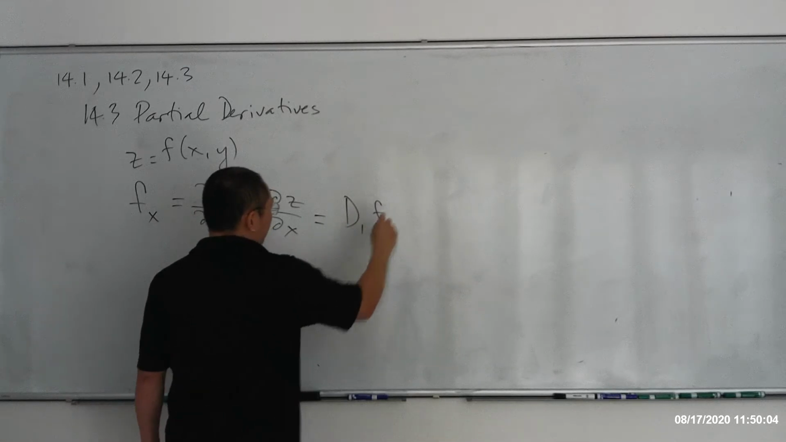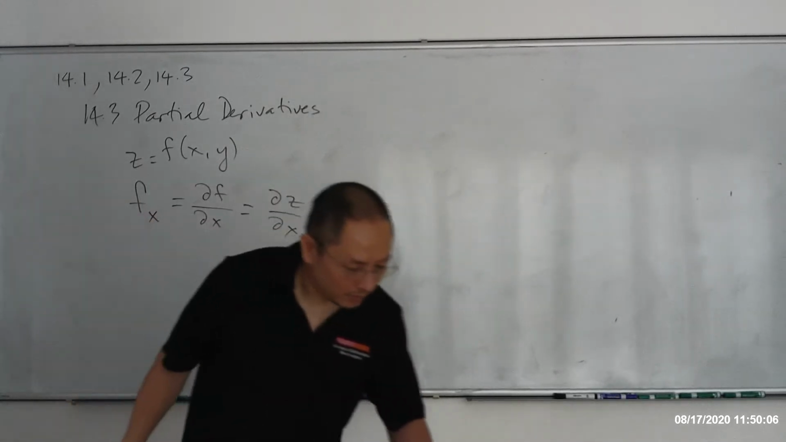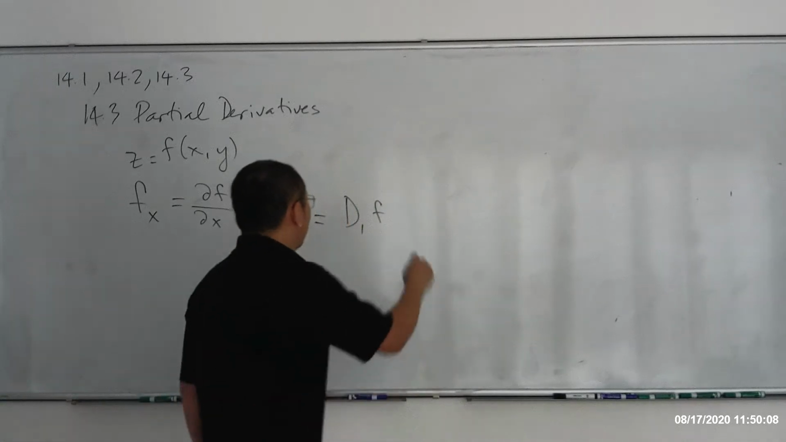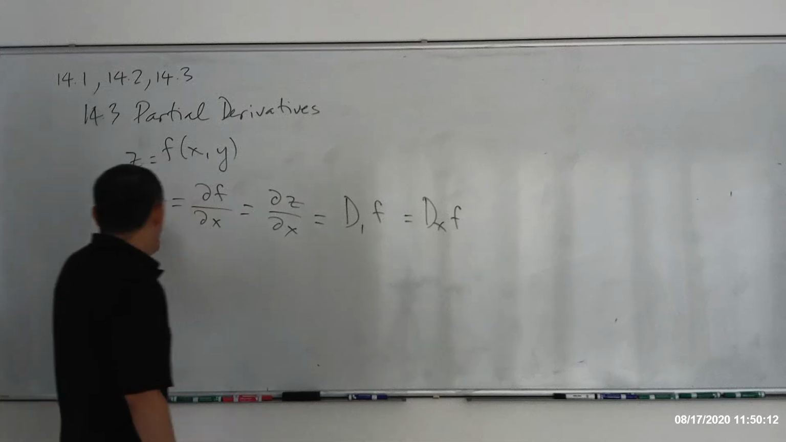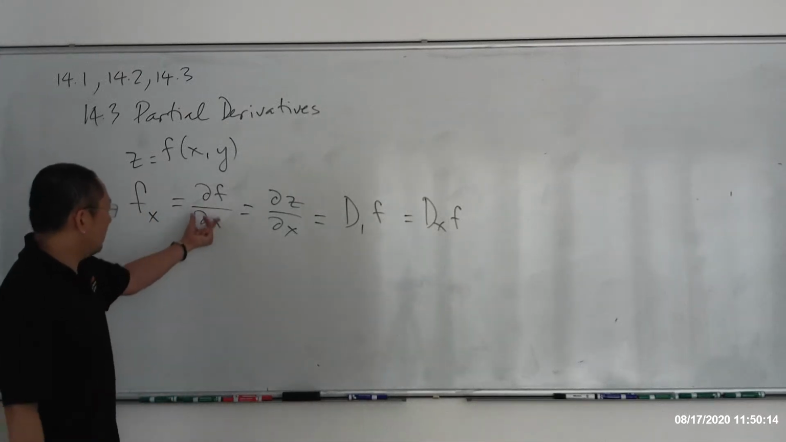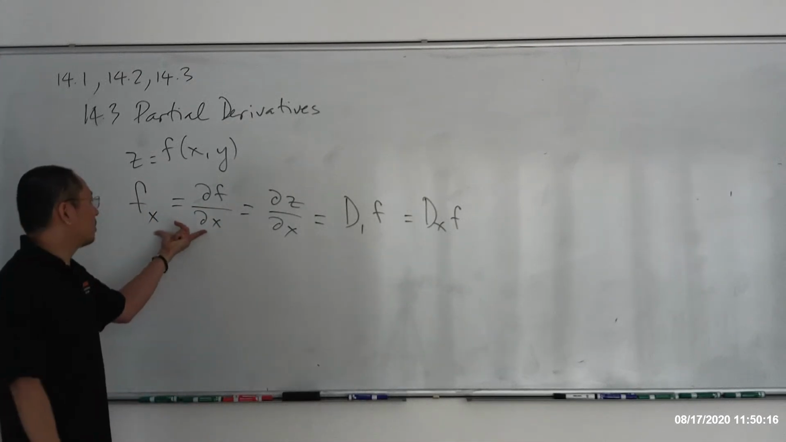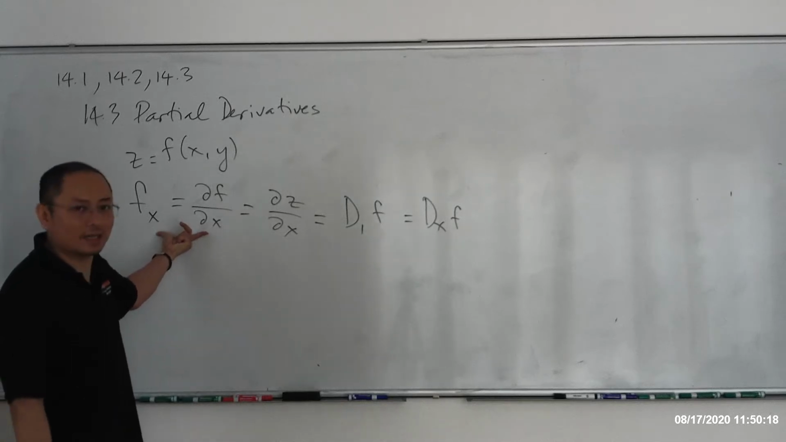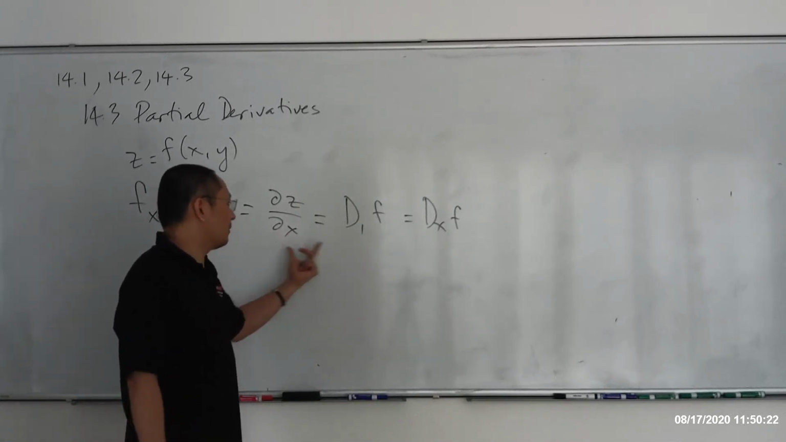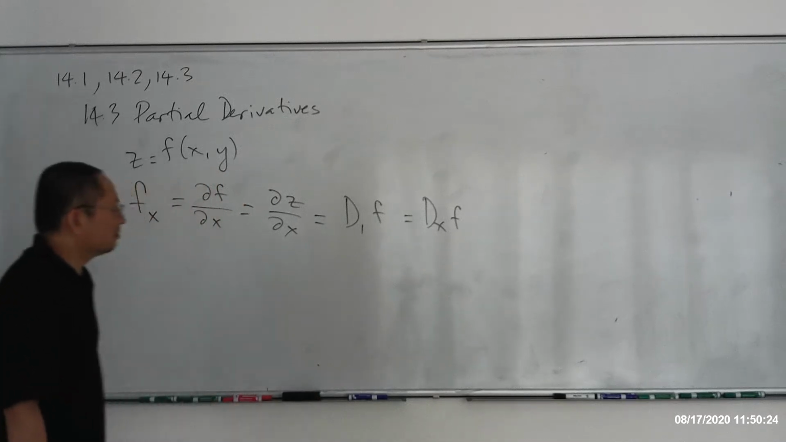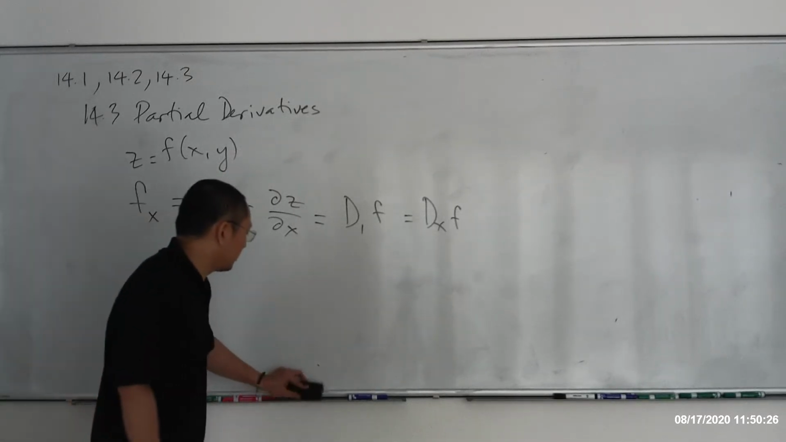Or maybe d1 f, I think. So in physics, usually they use it a lot. Let me check. Yeah. Or dx f. Those I don't use a lot. Usually I write f_x right here, or df over dx. Those are the two most common notations that we use a lot in mathematics. This one is as well, it's used very often. And those two, I think we use in physics more.